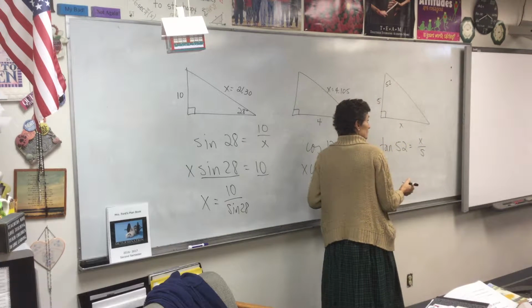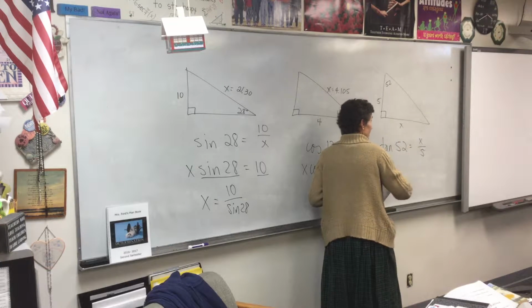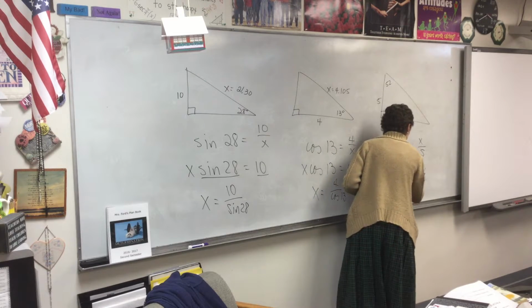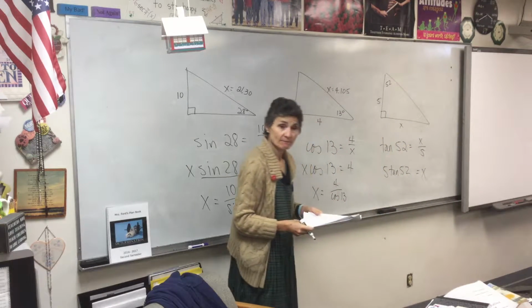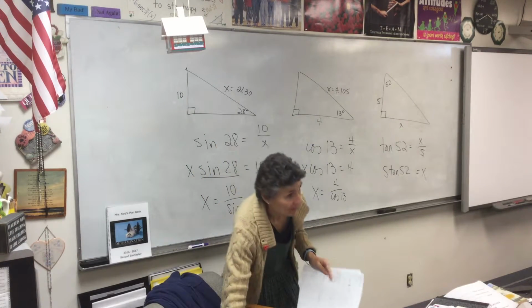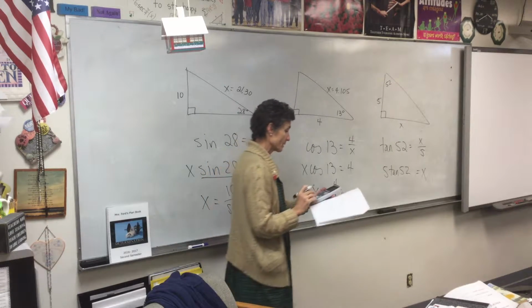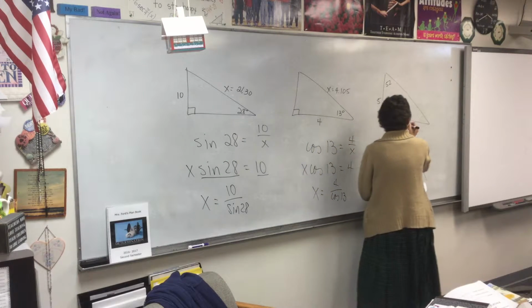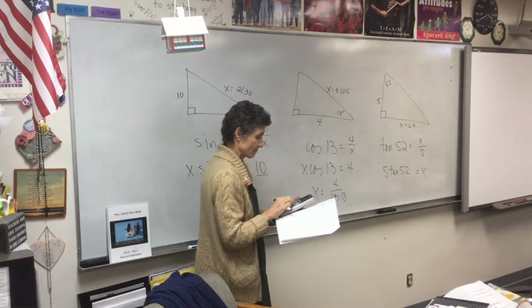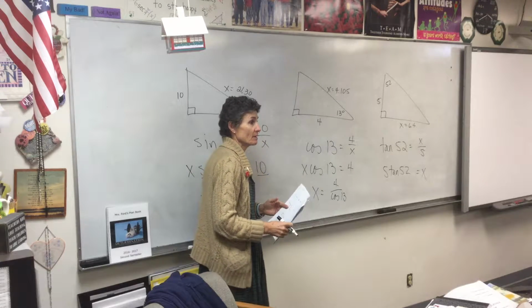How will I solve that? Multiply by 5. So x equals 5 tan 52. Now I don't need to do anything. I just type in 5 tan 52. I already have x by itself. So 5 tan 52. I got about 6.4. I got 6.3997. Can somebody nod or something if you agree with that?